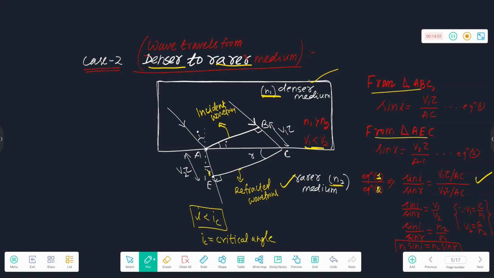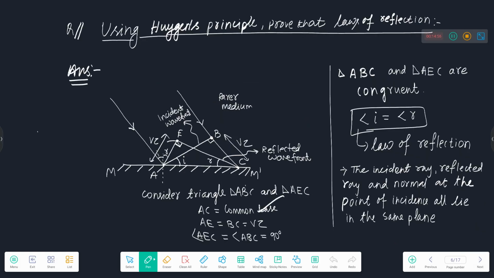Now next, listen. Using Huygens principle, prove the laws of reflection. So all of you listen here. Similar way, you take a reflecting surface and take two parallel beams of light. Now take a perpendicular here. This will give you the incident wave front, and here the light will reflect also. Now from that you take a perpendicular. This will give you the reflected wave front. This is the incident wave front. This is the reflected wave front.